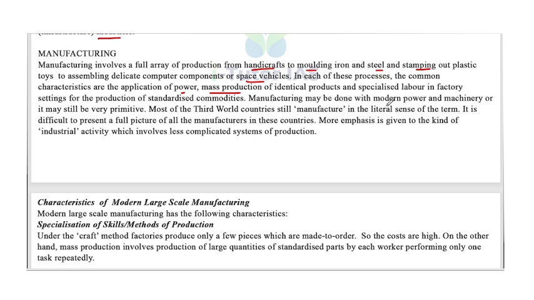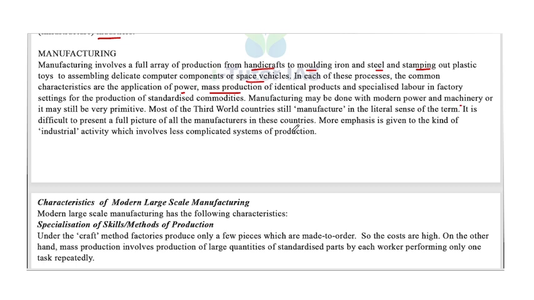Manufacturing may be done with modern power and machinery, or it may still be very primitive. Most of the third world countries still manufacture in the literal sense of the term. It is difficult to present a full picture of all the manufacturers in these countries. More emphasis is given to kinds of industrial activities which involve less complicated systems of production.